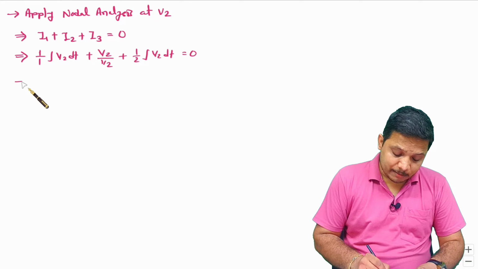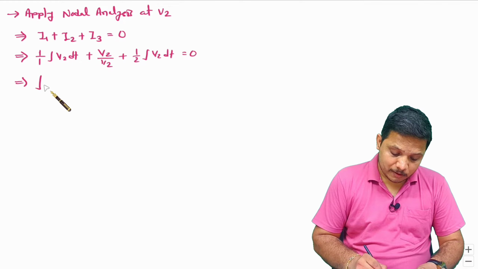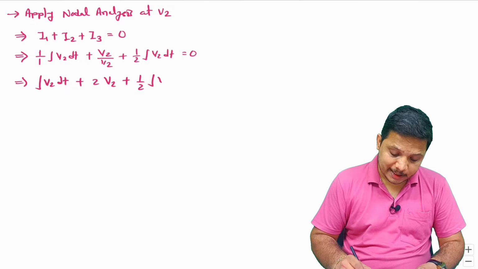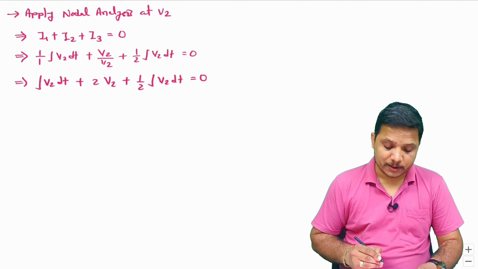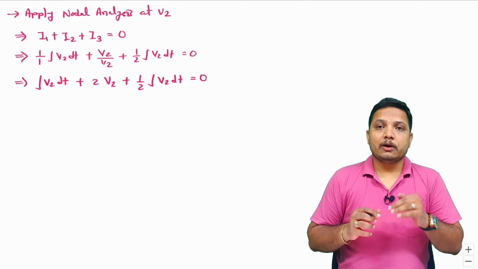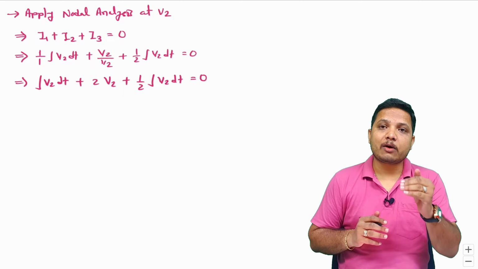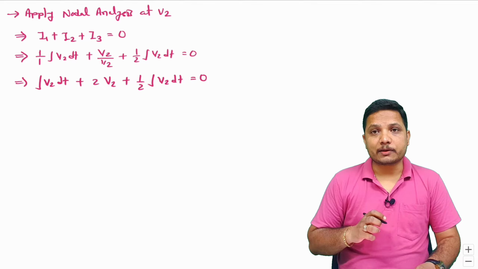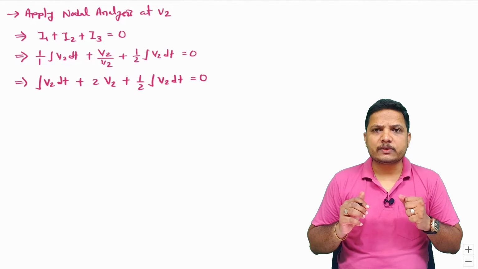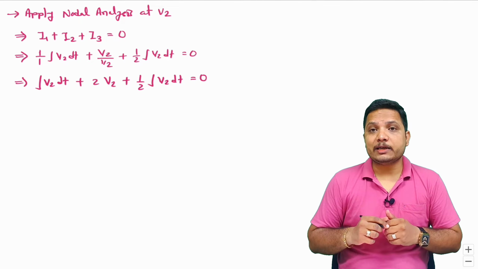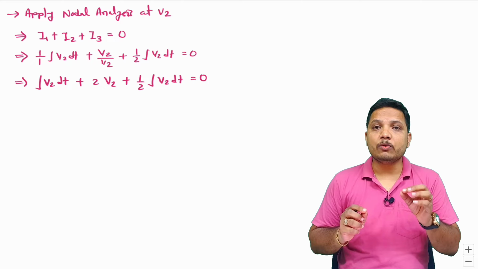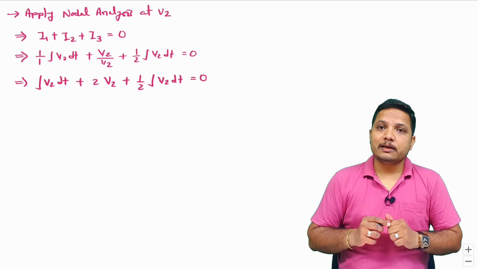Now let us simplify this further. So you see this is V2 dt plus this 2 will go in numerator, so 2V2 plus half integration V2 dt, and that is equals to 0. Now to solve this equation, all we need to do is we need to see how elements are there. So here this V2 that is there with respect to integration. So we cannot solve integration terms directly. So to eliminate integration terms, we will be differentiating this equation with respect to time so that we can remove integration terms in this equation.